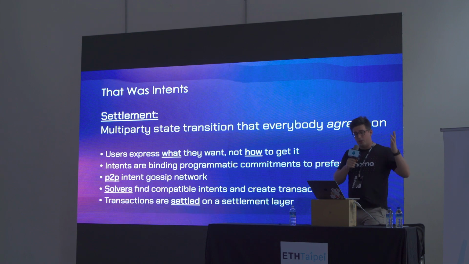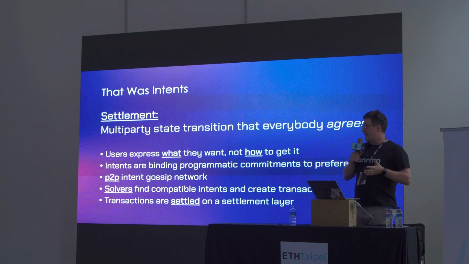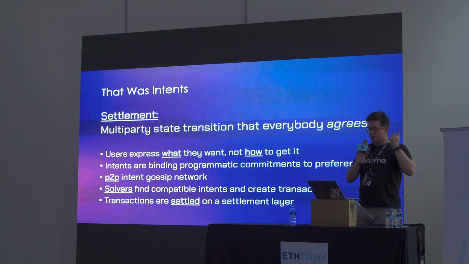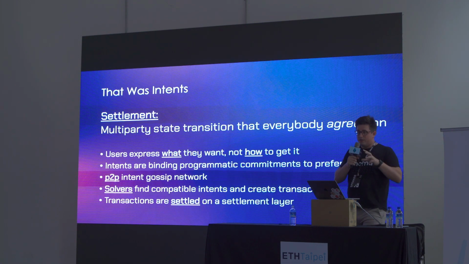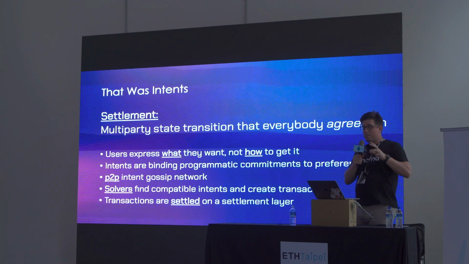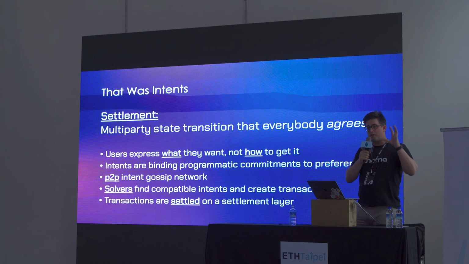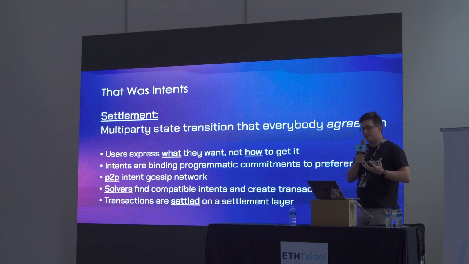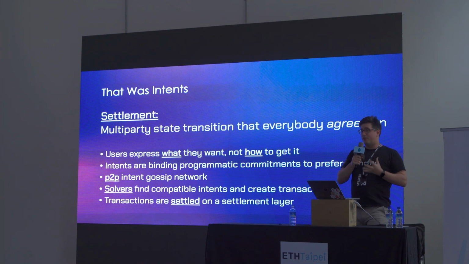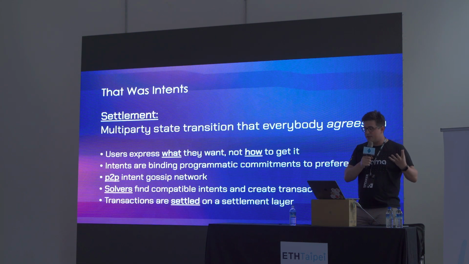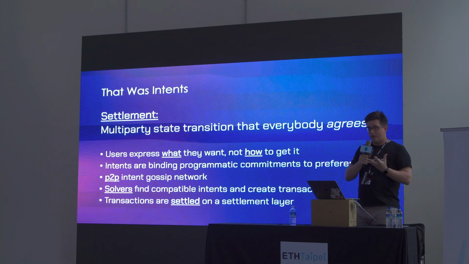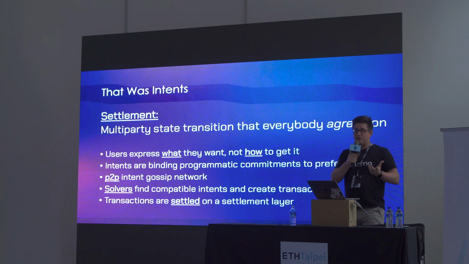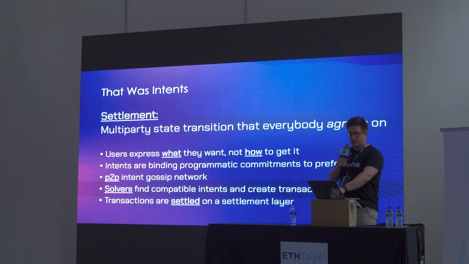With Anoma, we forget the imperative because we are now in the declarative land. Using intents, we express what we want, not how to get it. We do this using binding programmatic commitments to our preferences. Those are sent to a peer-to-peer intent gossip network. And then a special type of agents in the network called solvers look at the mempool of intents and try to find compatible intents and create transactions that fulfill these intents. And these transactions are then settled on a settlement layer.